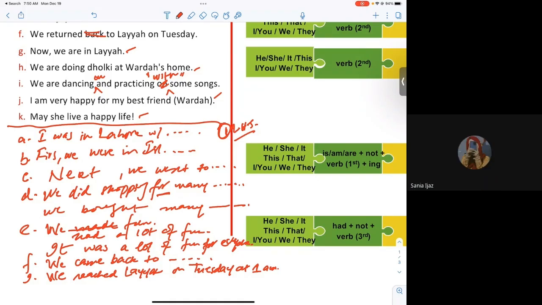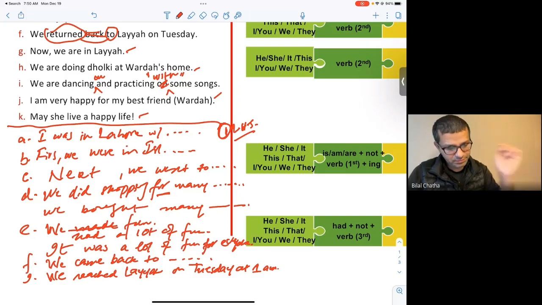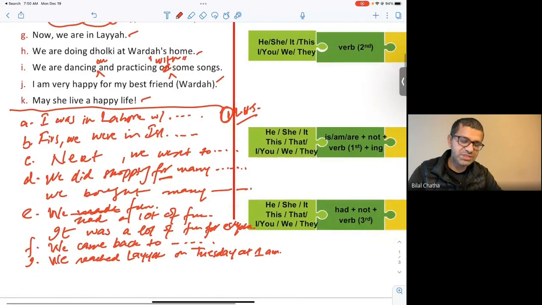So what comes after return? The preposition to. Okay, so this is your phrasal verb. With return, to is used. Let me say that again: almost always. So here you will say we returned to Laya on Tuesday at 1 a.m. So let's go with statement H.